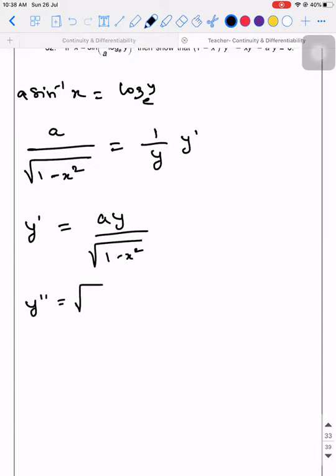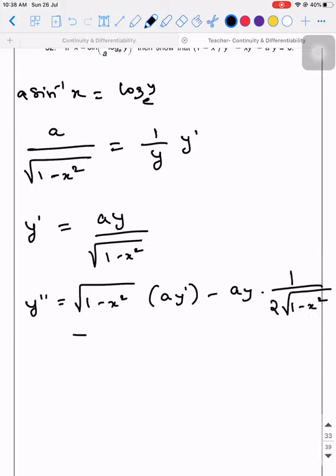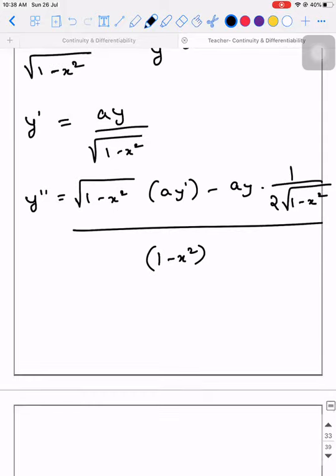Sorry, correct only. Denominator into derivative of numerator minus numerator into derivative of denominator: 1 by 2, 1 by root of 2 root of 1 minus x square, whole divided by 1 minus x square, 2x, into minus 2x.